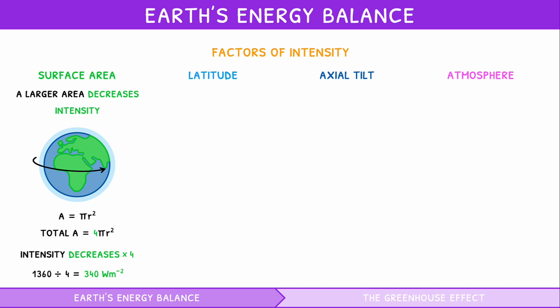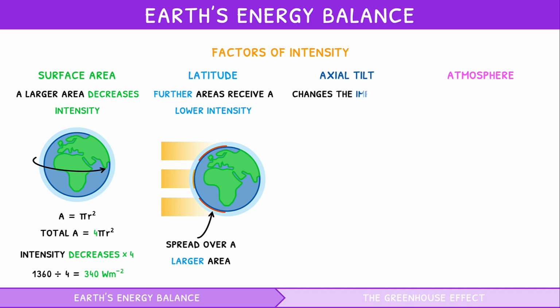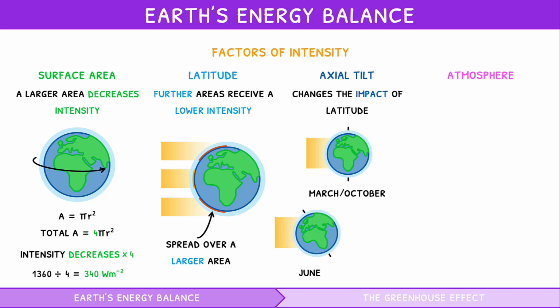The effect of latitude means that areas further away from the equator receive a lower solar intensity because the same rays of sunlight must travel further through the atmosphere and are spread over a larger area. Earth's axial tilt changes the impact of latitude and thus causes different seasons. During March and October, there is little tilt. Thus, the equator receives the highest intensity sunlight. During June, the northern hemisphere is tilted towards the Sun, and thus receives the highest intensity sunlight. During December, the southern hemisphere is tilted towards the Sun, and thus receives the highest intensity sunlight.